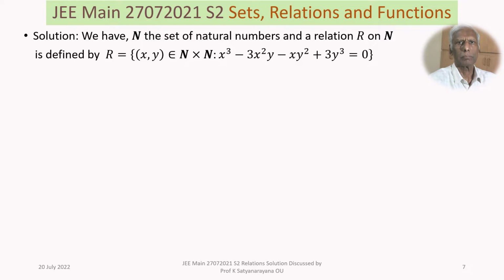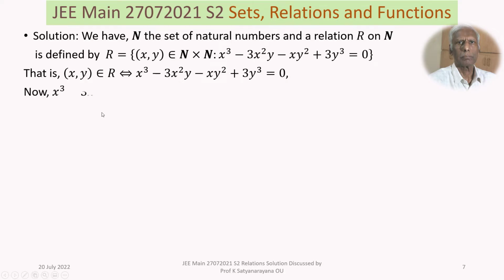But to talk about the other types of relations on N, you have to factorize this given polynomial equation in two variables x and y. So, that we do now. That is, (x, y) belongs to R if and only if this equation is satisfied. Factorization is made for this, and that is equal to 0, implies and is implied by.